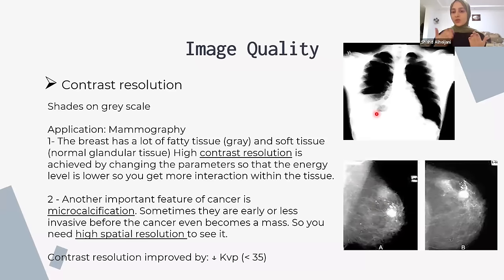And contrast resolution, we needed to see the different shades on a grayscale. Contrast resolution is improved by decreasing the KVP. Remember, we said KVP is the voltage or the energy across the X-ray tube. And we said if you have high energy, you'll have too much penetration and it will distort the image. So this makes sense because if you decrease the energy, decrease the KVP, you'll improve the contrast resolution. To a certain extent, obviously, because you need sufficient energy to produce the image, just not too much energy. So decreasing KVP below 35 will give you a better contrast resolution. Having a small focal spot will give you a better spatial resolution.